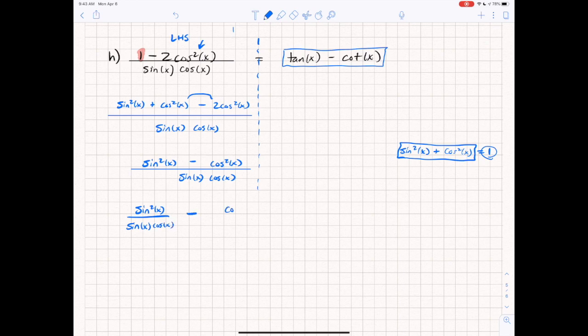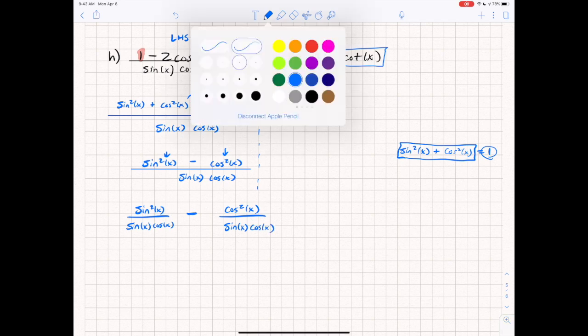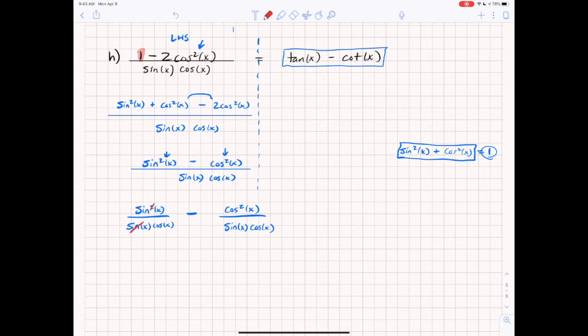Now, by separating this out, I can write any individual term in the numerator as 2 fractions over that common denominator, like so. And by doing that, notice that I can get rid of 1 sine here, and I can get rid of 1 cosine here. So I have sine over cosine minus cosine over sine. And these pieces, taken individually as quotient identities, are tangent minus cotangent, and we're done.